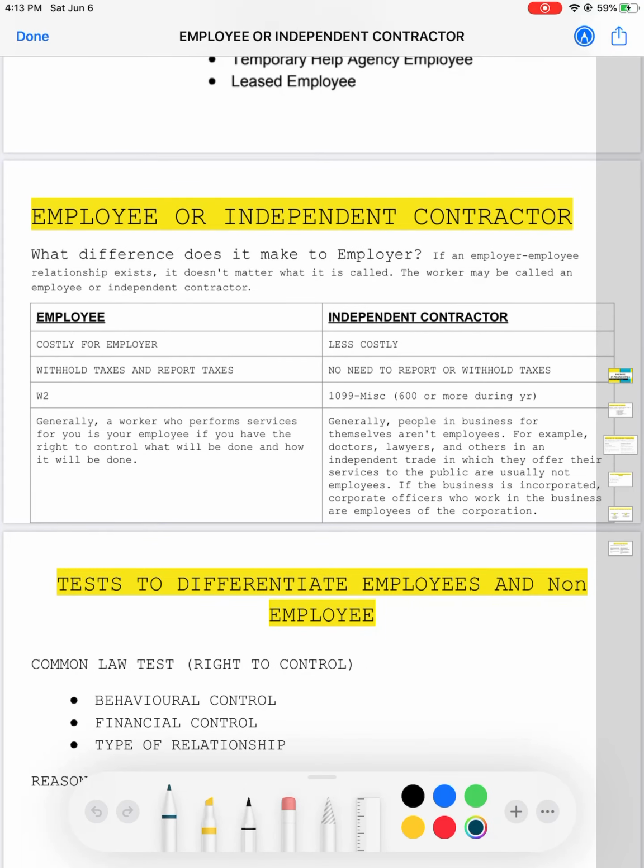The worker who performs services for the employer is your employee if you have the right to control what will be done and how it will be done. And the people in business for themselves aren't employees. For example, doctors and lawyers offer their services to the public, and they usually are not employees, but they may hire employees who work in the business of the corporation.